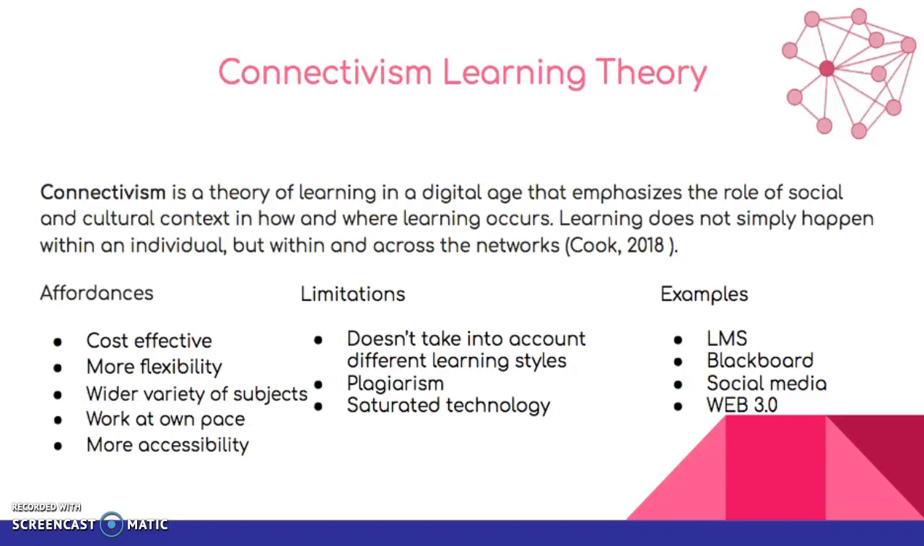On this slide, I have listed the affordances, limitations, and examples of connectivism learning theory. Some affordances would be that it's cost-effective, more flexible, it offers a wider variety of subjects, students can work at their own pace, and it's more accessible. Limitations are that it doesn't take into account different learning styles, plagiarism, and saturated technology. Some examples of this would be LMS, which is short for Learning Management Systems, Blackboard, social media such as Facebook and Twitter, and Web 3.0, which is blogs and wikis.